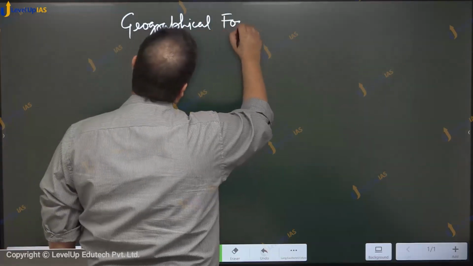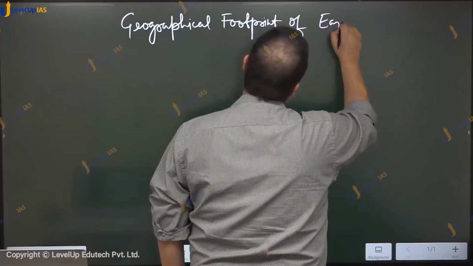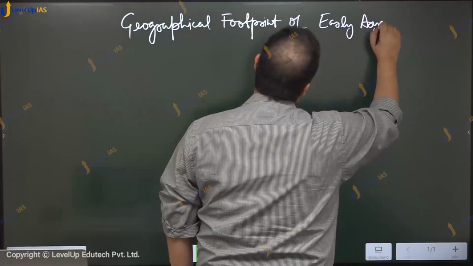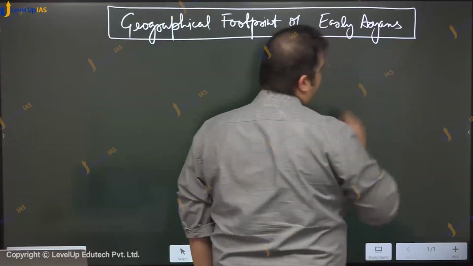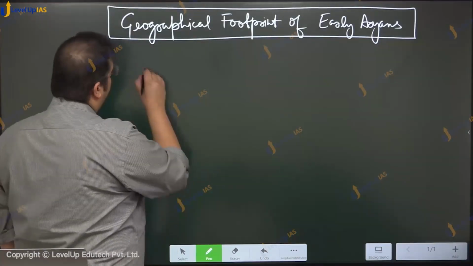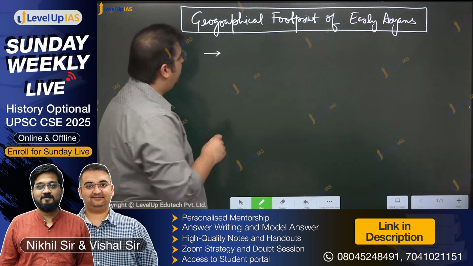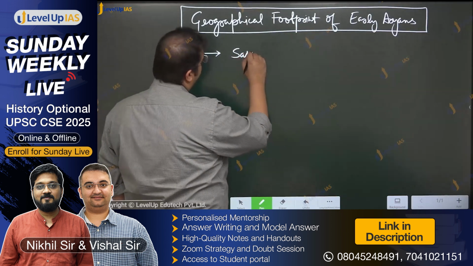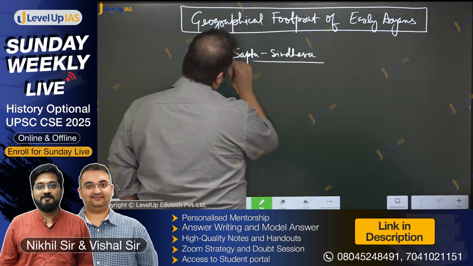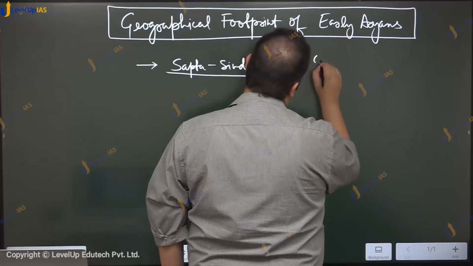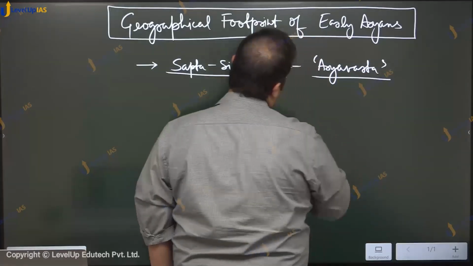geographical footprint of early Aryans. That means what was their core habitation zone, right? According to the Rig Veda, what was their homeland in India? The Sapt Sindhava. They referred to this region as Aryavarta, that is the land of the Aryans.